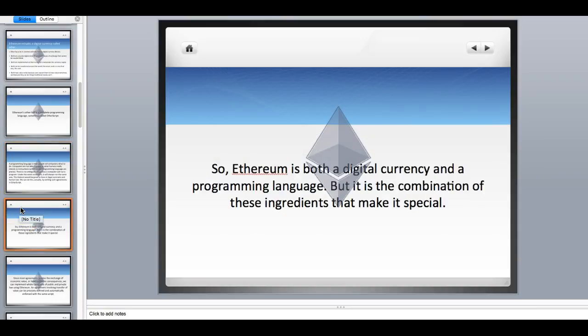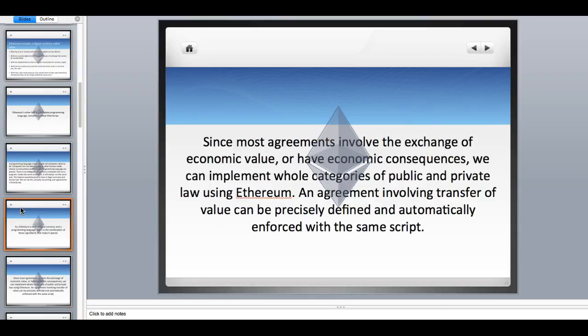Ethereum is both a digital currency and a programming language, but it is the combination of these ingredients that makes it special. Since most agreements involve the exchange of economic value or have economic consequences, we can implement whole categories of public and private law using Ethereum. An agreement involving transfer of value can be precisely defined and automatically enforced with the same script.